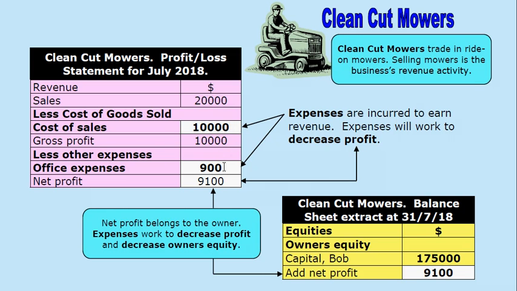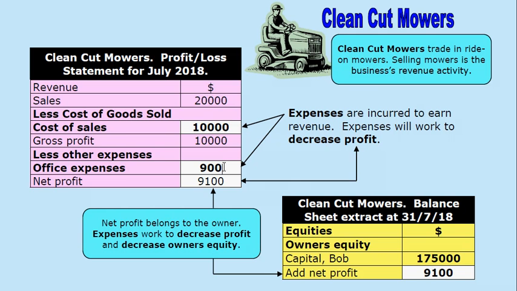A good general explanation of expenses is that they are incurred to earn revenue. Expenses are incurred to earn revenue. And expenses will work to decrease profit. The higher the expenses, the lower the profit. The lower the expenses, the higher the profit. So expenses will work to decrease profit.